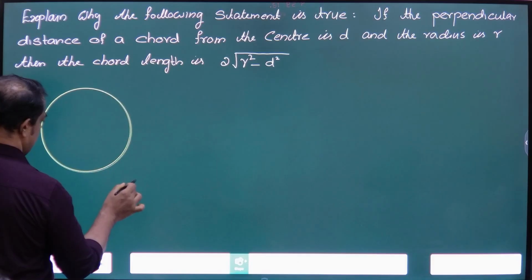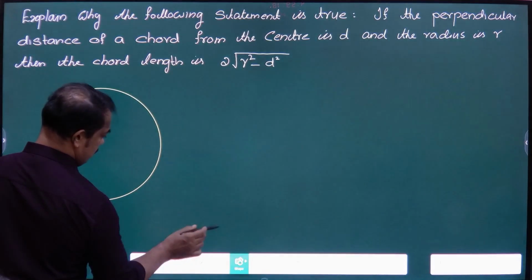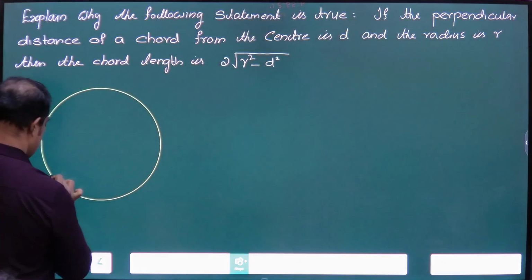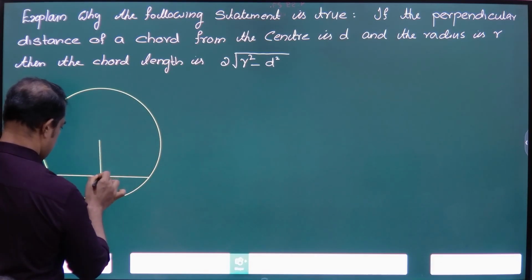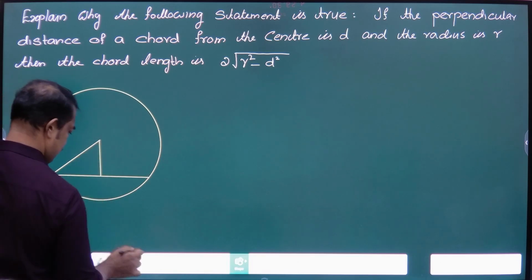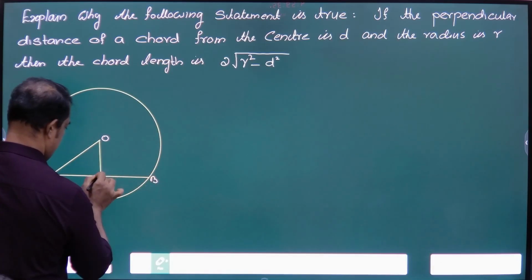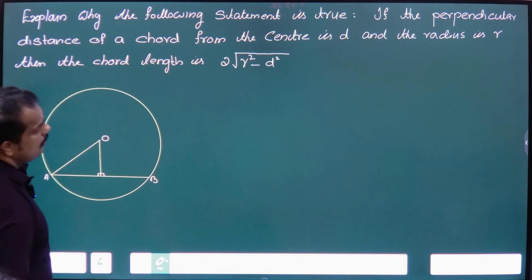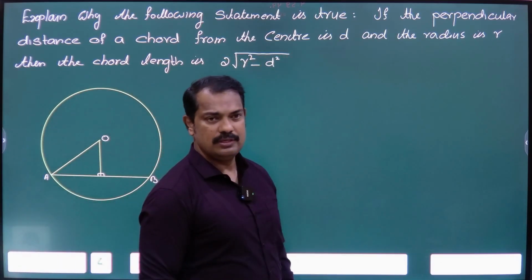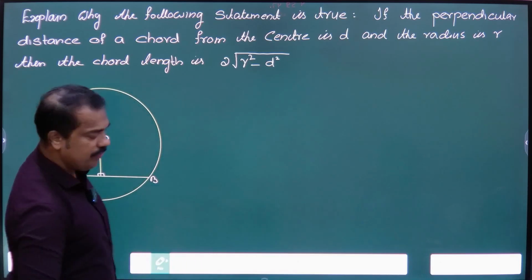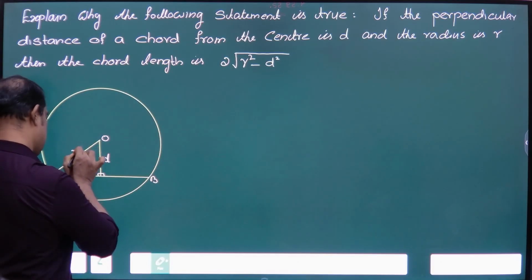Circle is given. And a chord is given. Distance from center to the chord. This is radius. If the perpendicular distance of a chord from the center is, what is the distance of the chord from the center? D. And the radius R.